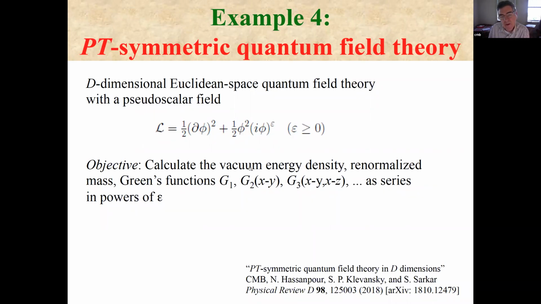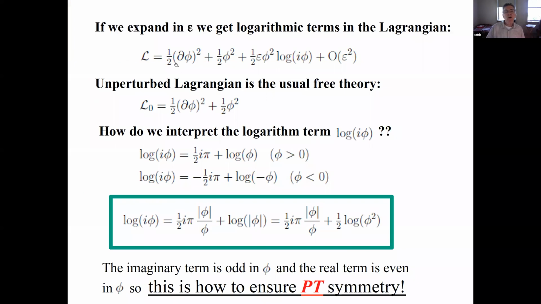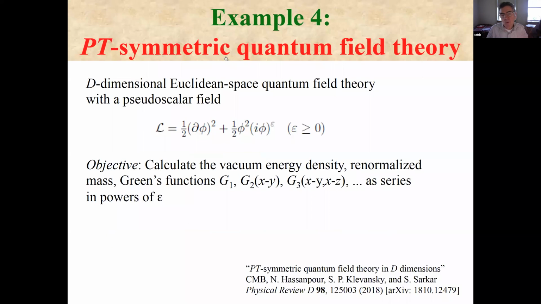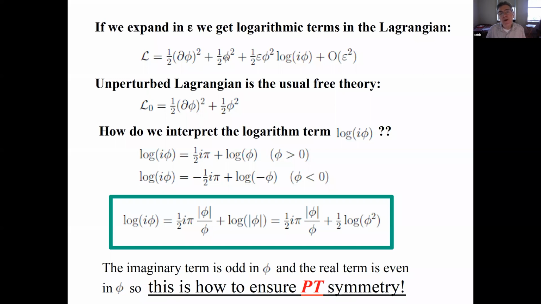And of course, the objective is to calculate things like the vacuum energy, the renormalized mass, the Green's functions as series in powers of epsilon, where epsilon is small. We have a recent paper on this, which you can read if you're interested. Basically, to solve the theory, all you need to do is expand in epsilon for epsilon small, but you see something funny happening. The first term is, of course, just a free theory. But as you go to higher and higher powers of epsilon, you get more and more logarithms. So you need to make sense of this logarithm of i phi.